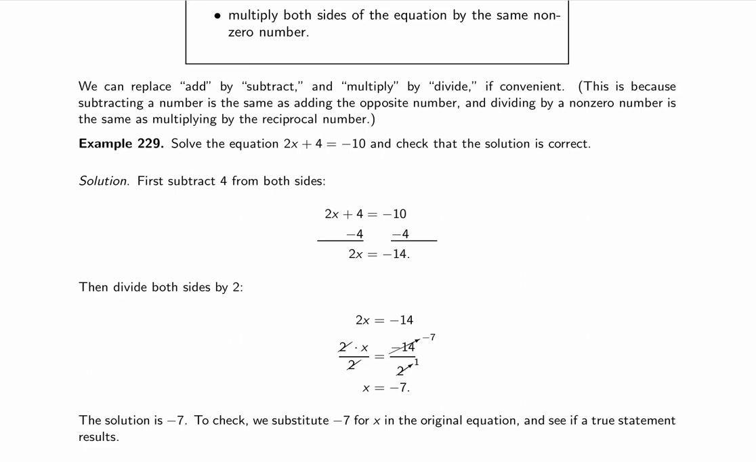Okay, how about one last example? 229. Solve the equation 2x plus 4 equals negative 10, and check the solution is correct. So we have x's on the left this time. The first step is to remove this 4, so subtract 4 from both sides, or add negative 4 on both sides.